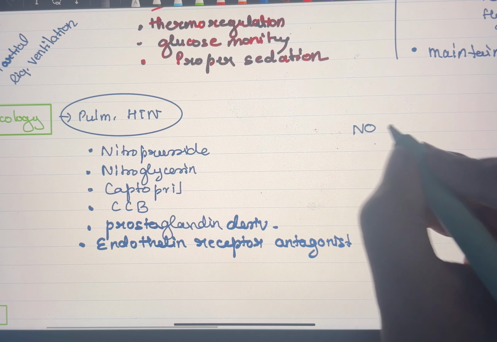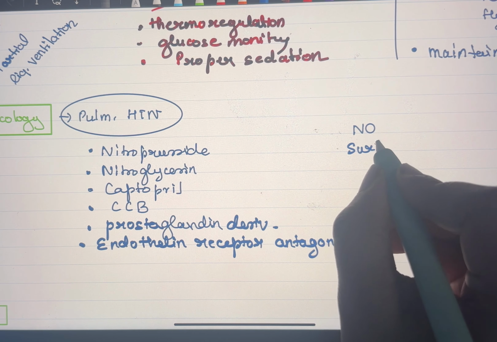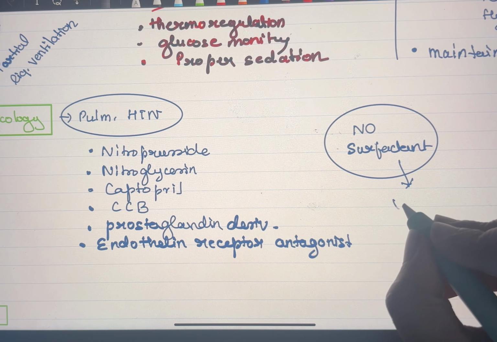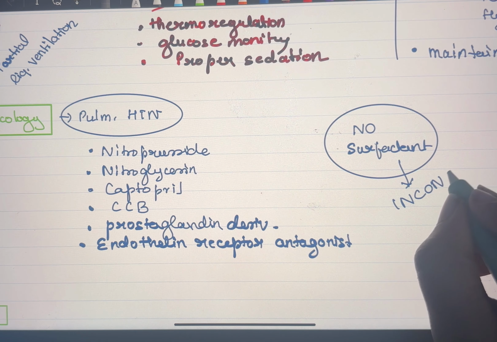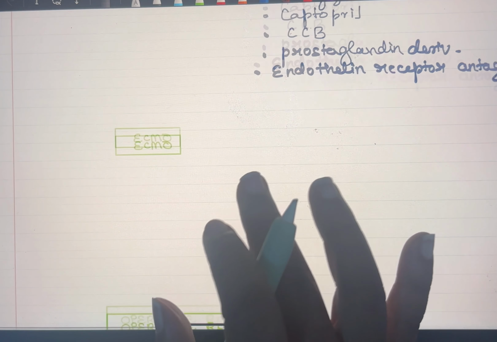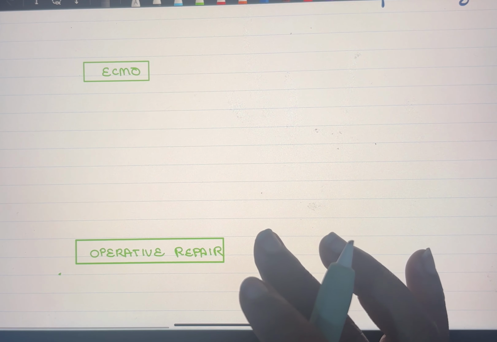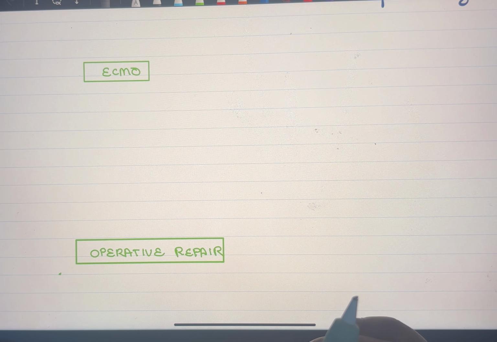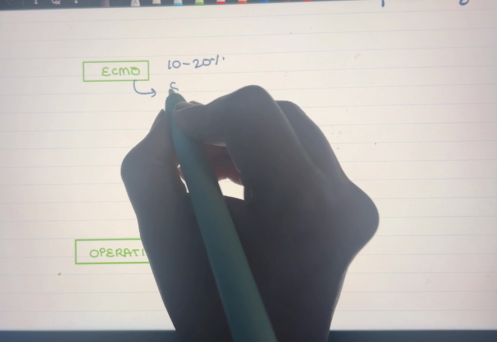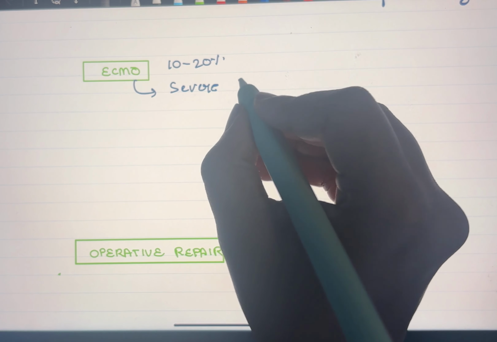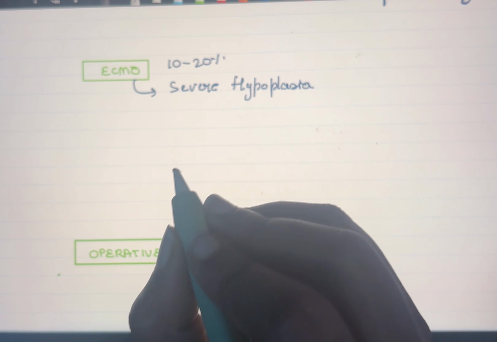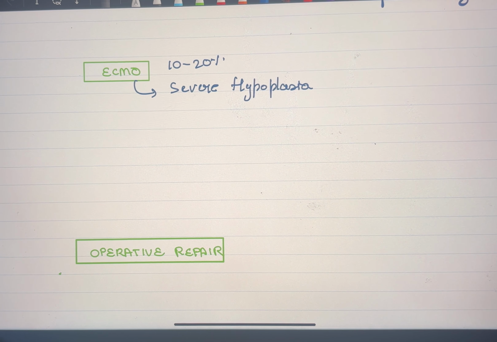The use of inhalation of nitric oxide and surfactant, these two substances, is inconclusive, not proven yet. These are generally not used. Now, what is ECMO? ECMO is offered to 10 to 20% of cases in congenital diaphragmatic hernia. ECMO is given in patients who have severe hypoplasia, for preoperative and surgical stabilization.